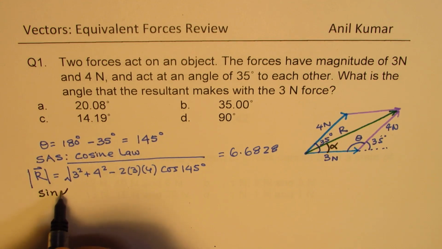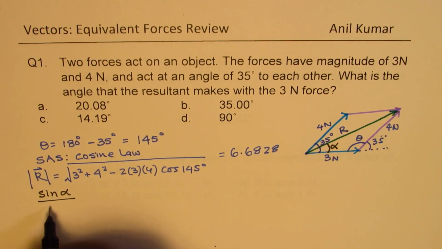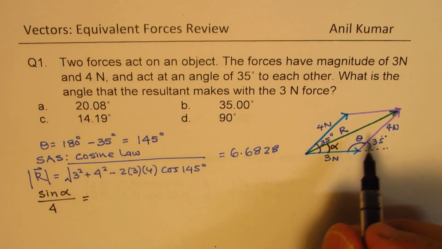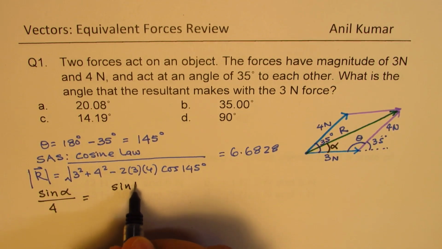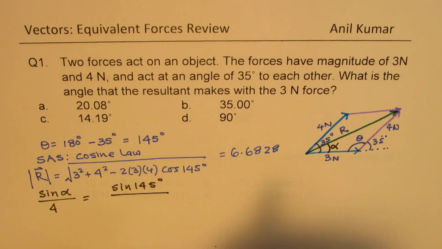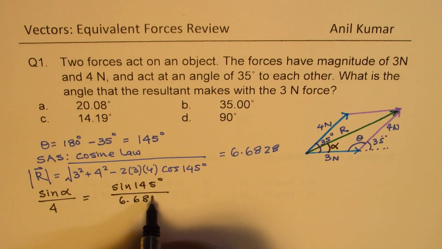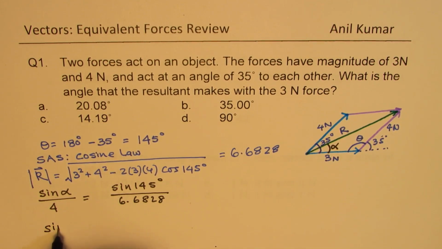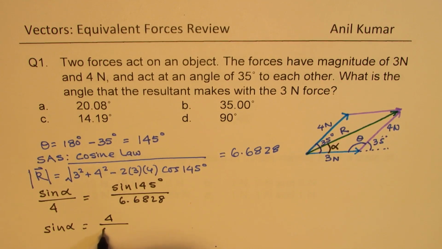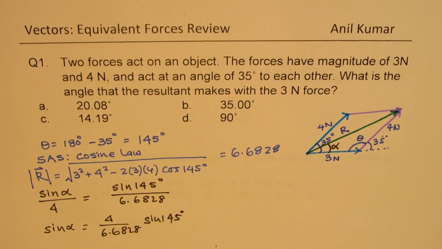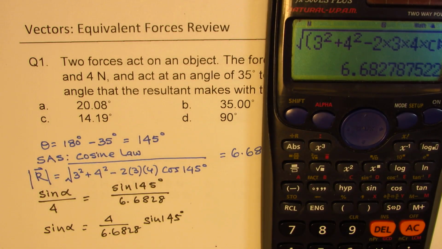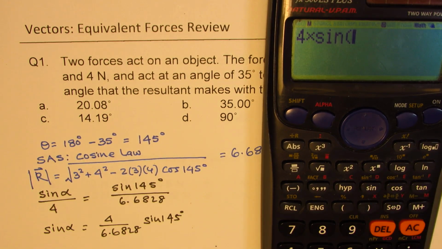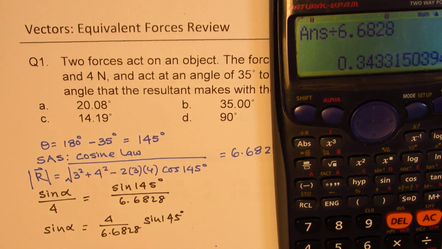So we can say sine of alpha over the side known to us, opposite side 4, equals sine of the angle, which is 145 degrees, over resultant R, which is 6.6828, right? So from here, sine alpha equals 4 over 6.6828 times sine of 145 degrees. So let's find this out. We have 4 times sine 145 divided by 6.6828.